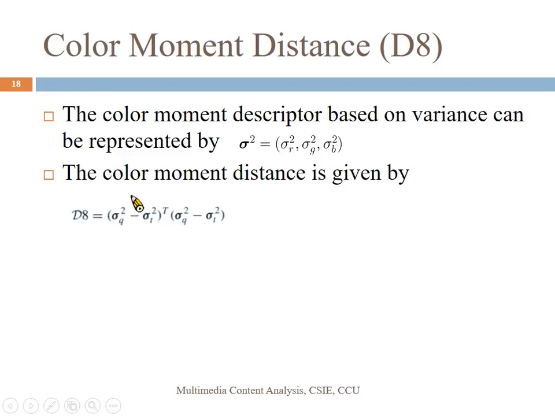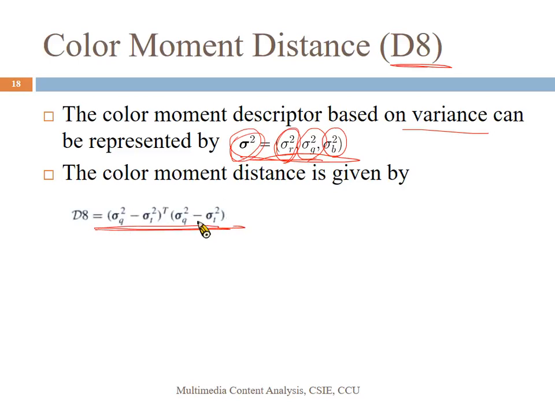And if we also consider the color component, we define the distance D8. The color component descriptor based on variance can be represented like this. So we simply calculate the variance in the R channel, the variance in the green channel, and the variance in the blue channel to form a variance vector. And then we calculate the distance between variances. So this is the D8 distance measure.